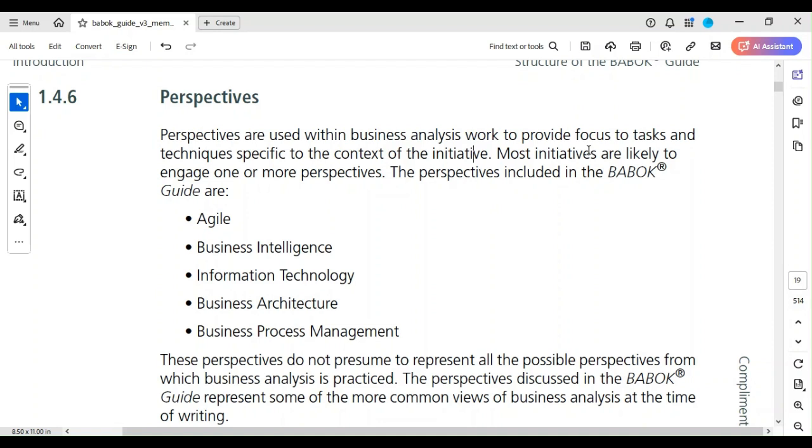Most initiatives are likely to engage one or more perspectives. So, most projects are likely to come from different angles and viewpoints, and you may use one or more of these perspectives for your initiatives. These perspectives included in the BABOK Guide are Agile, business intelligence, information technology, business architecture, and business process management. There is a chapter dedicated to this.